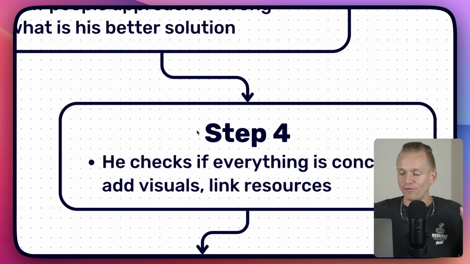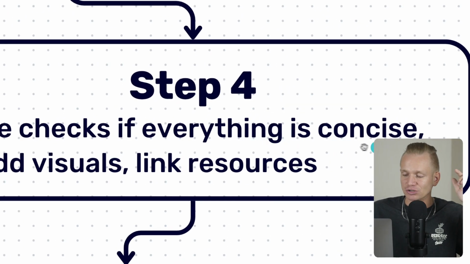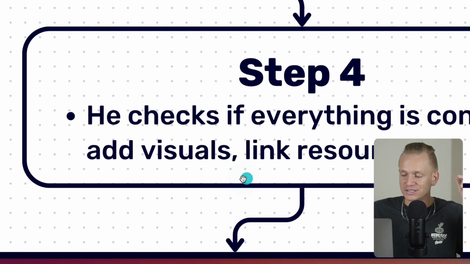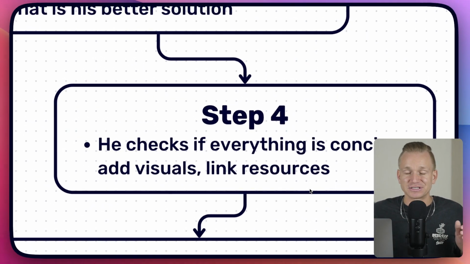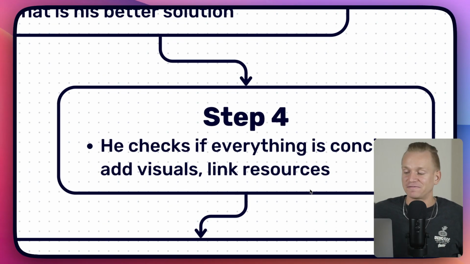Then step number four, once he writes his newsletter, he checks if everything is concise, adds any visuals, links, resources, and so on and so forth. So he adds all the necessary stuff and actually cuts out a lot of stuff. He emphasizes a lot that if there is anything that is not necessary, he's just going to cut it out to make it as short as possible.